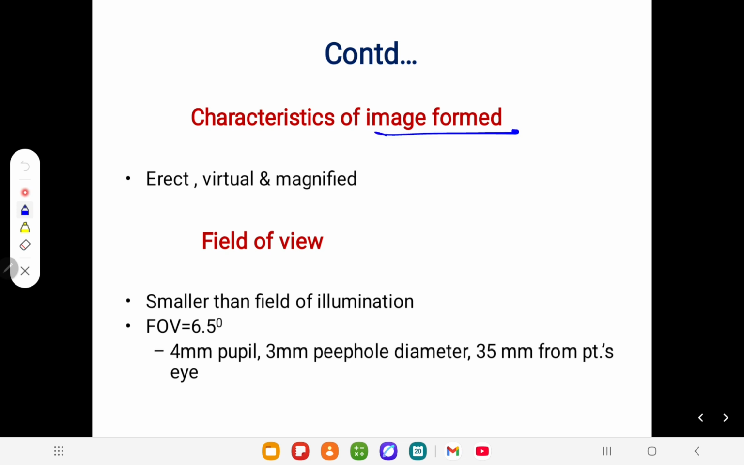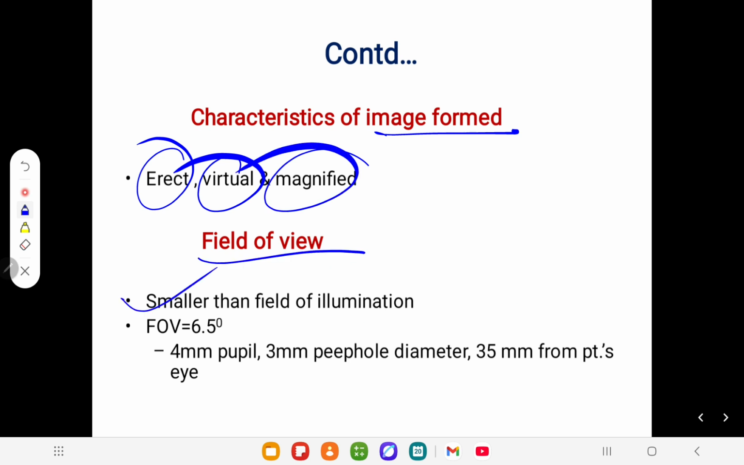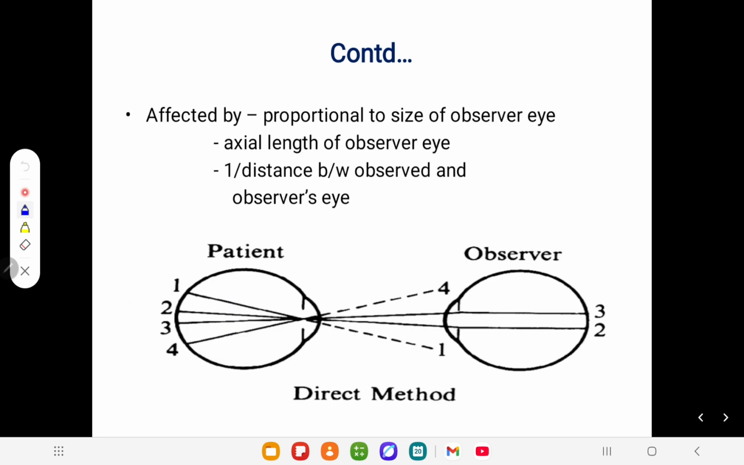So the characteristics of the image formed: the image is always erect because it's virtual, and definitely magnified, isn't it? The field of view is smaller compared to indirect. Field of view is approximately 6.5 degrees, but it definitely depends upon many things, like the pupil, the patient's retina, even axial length. So there are a lot of things that matter, okay? The observer's axial length and the distance between observer and patient really affect the field of view. So okay, it's not a big deal.